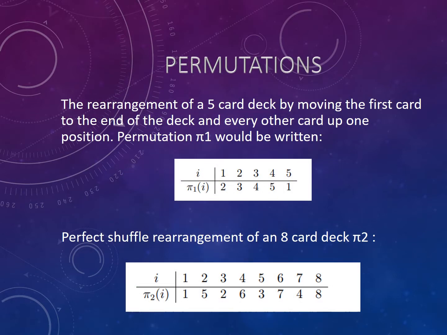We need to learn about permutations so that we can calculate mathematically how random our shuffle is. So, the arrangement of a 5 card deck by moving the first card to the end of the deck, which is happening in top-in shuffle, would be 2 3 4 5 1. Whereas in case of a perfect riffle shuffle, in which each card from each packet would alternate, it would be 1 5 2 6 3 7 4 8.